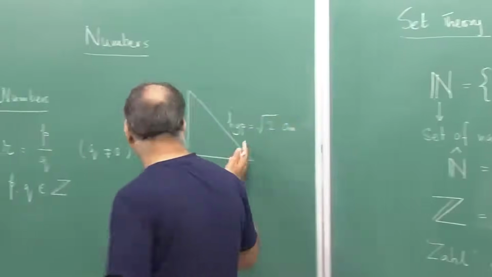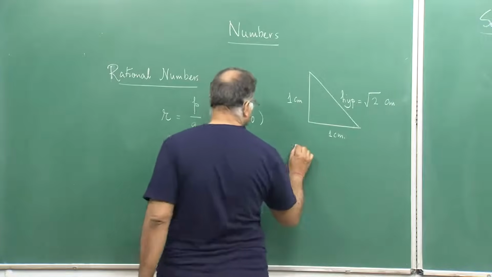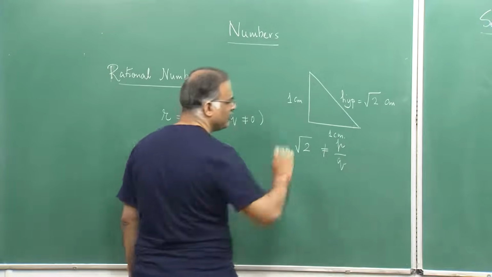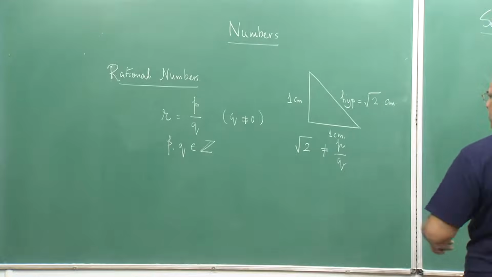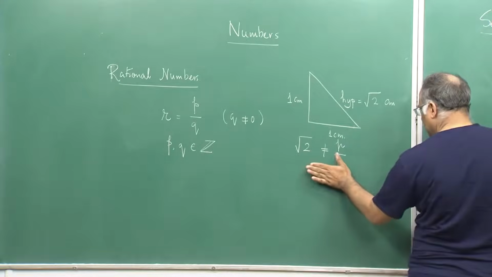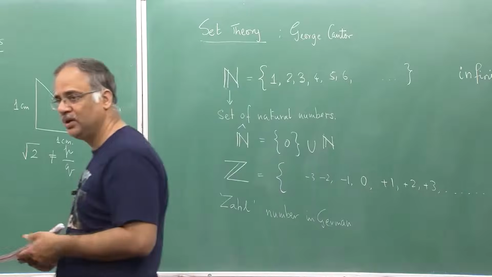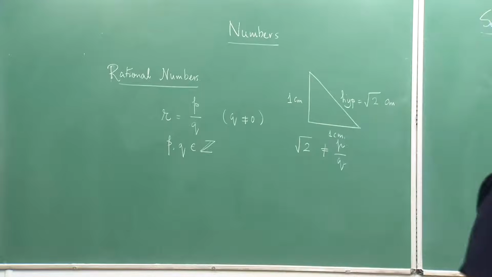So, when this came out, one of the students, called Hipparchus, actually proved that this number root 2 cannot be expressed in the form p by q. We will show all these things in the third lecture, but we are just going to mention that root 2 was shown by one of the Pythagoreans to be not rational, and the Pythagoreans were aghast. Hipparchus was thrown in the sea and killed because he made such a statement that there is something other than rational numbers.